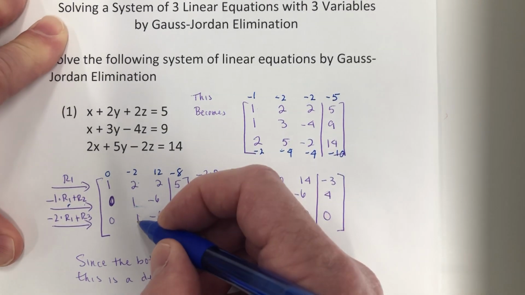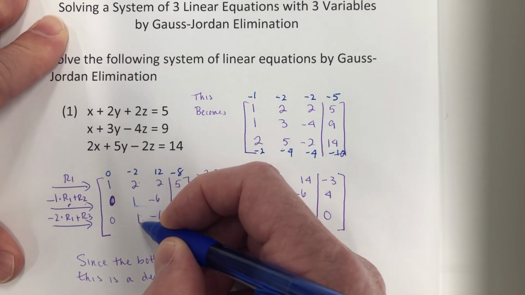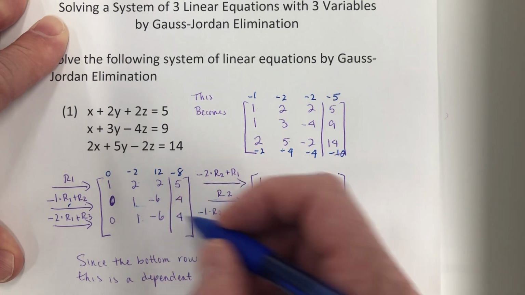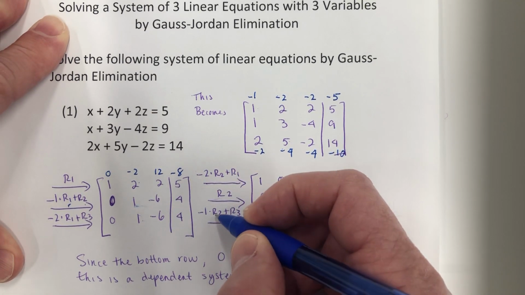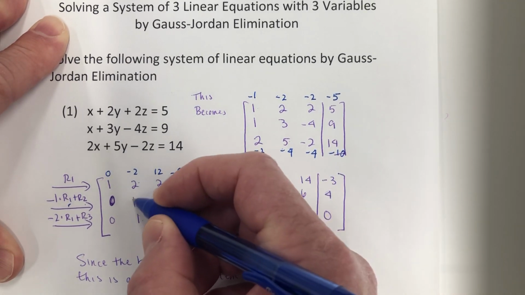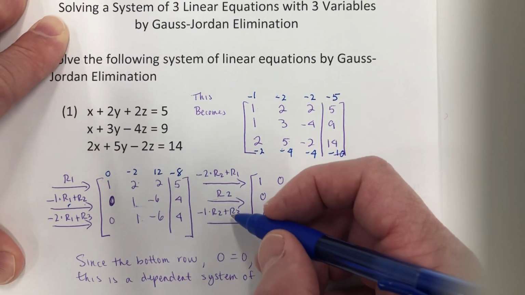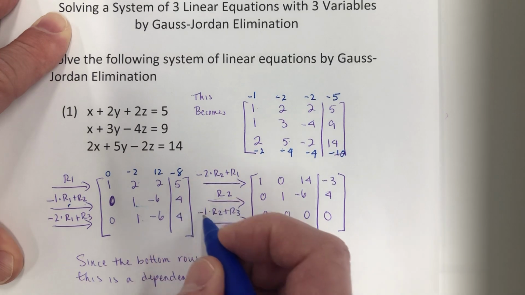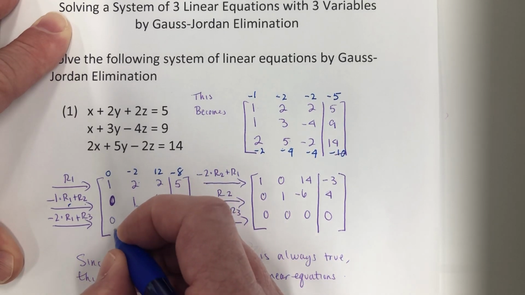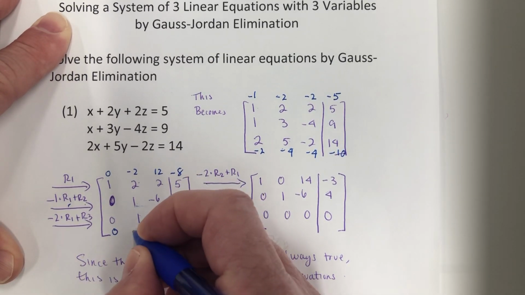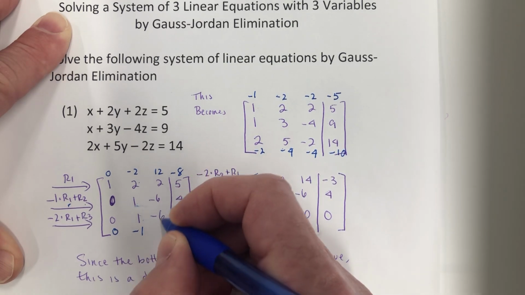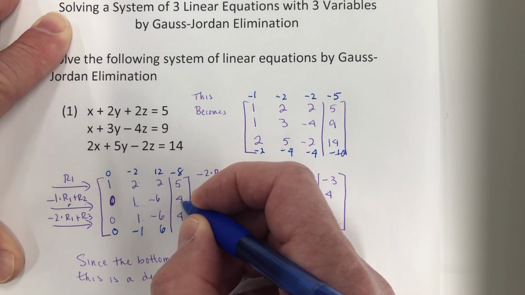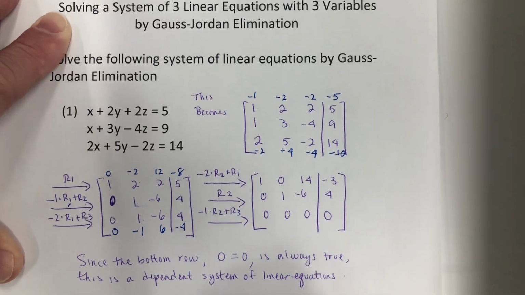Now we want to turn this guy into a 0. How? We take his opposite. He's 1, so his opposite is negative 1. We're going to multiply that by row 2, which is the row where the 1 we're working with is located, and add the answer down to row 3. So we're going to take the second row, multiply by negative 1. 0 times negative 1 is 0. 1 times negative 1 is negative 1. Negative 6 times negative 1 is 6. 4 times negative 1 is negative 4.